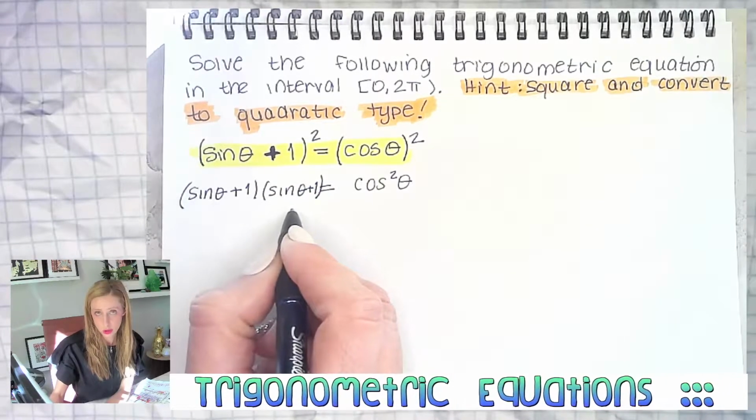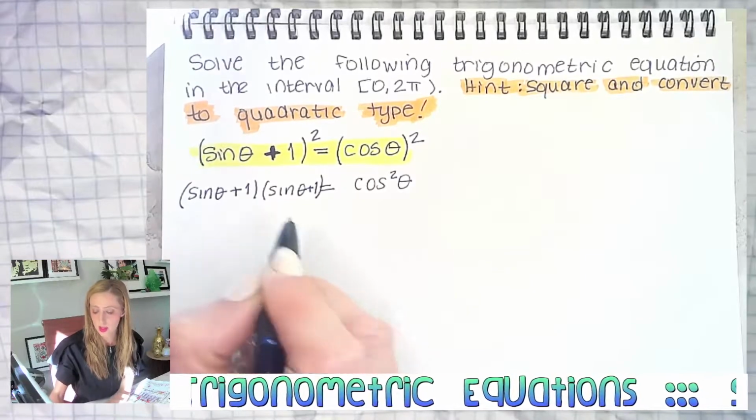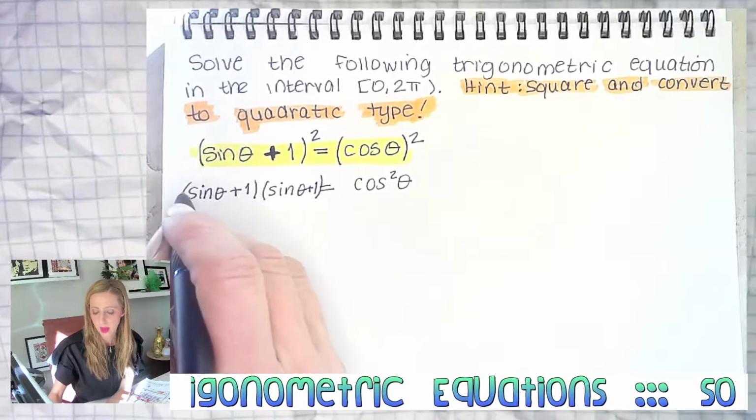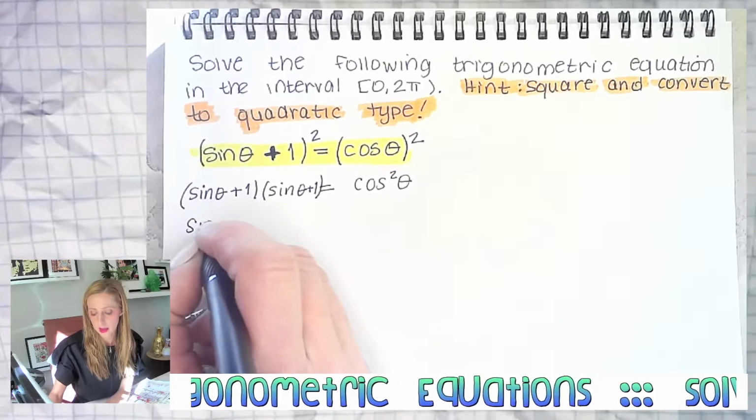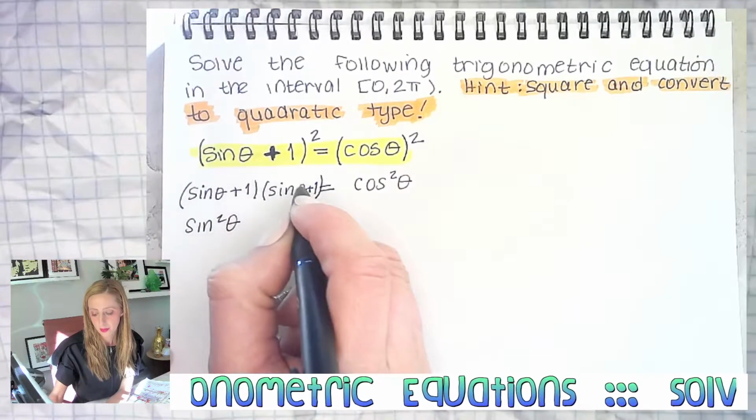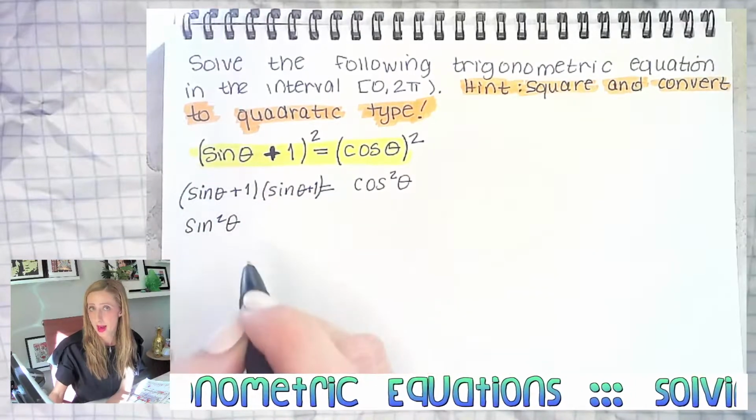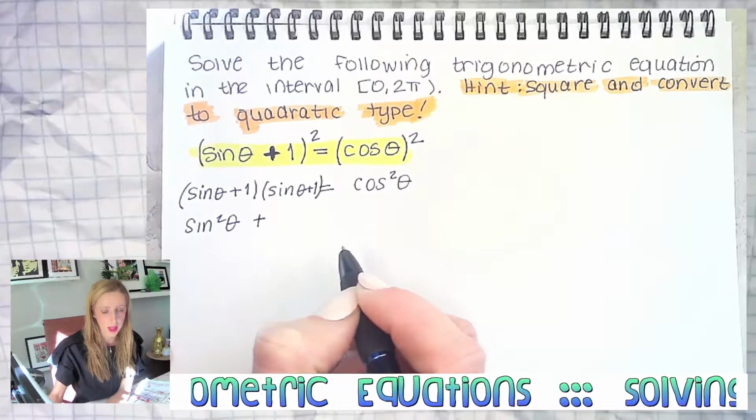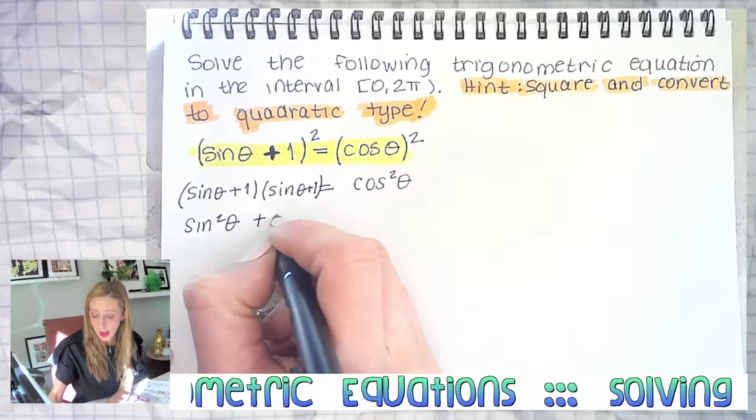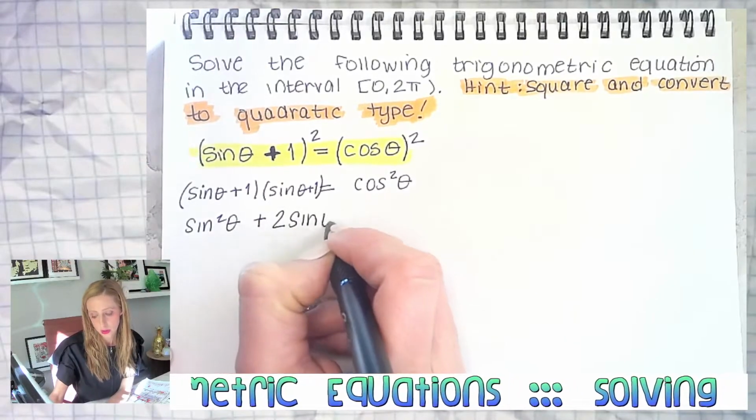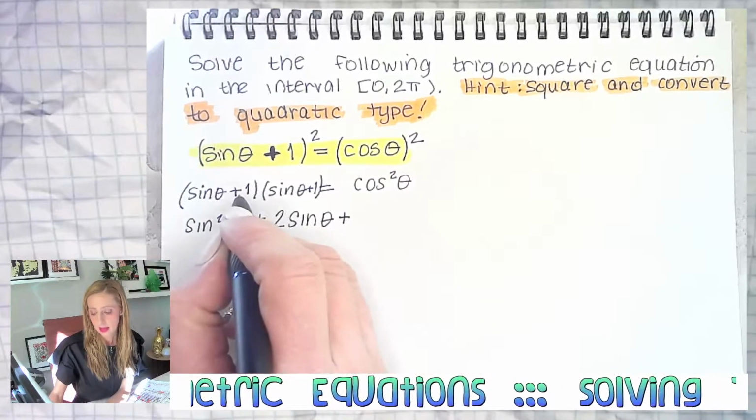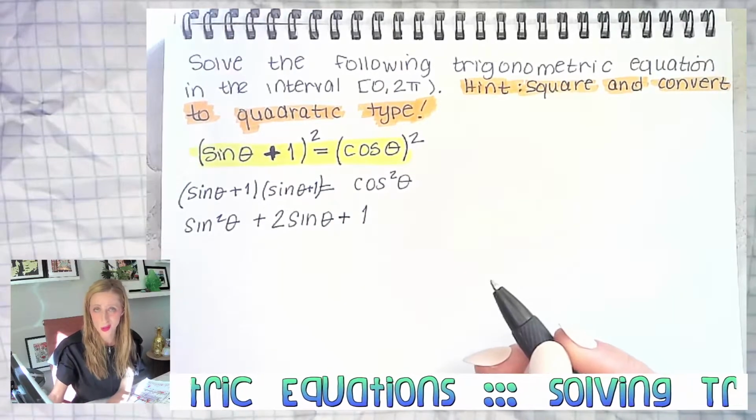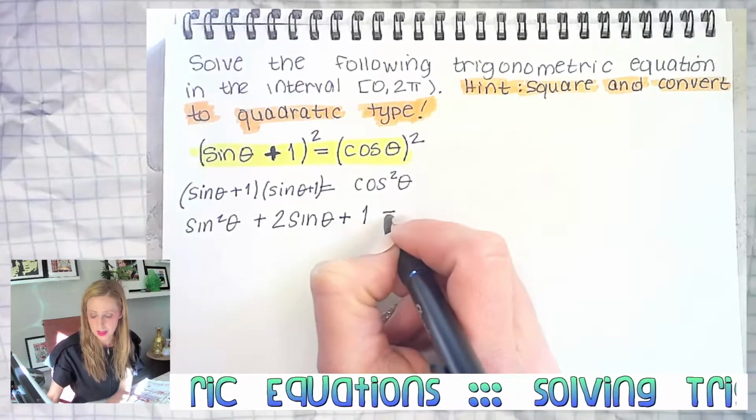Now we're going to distribute or use FOIL, the mnemonic device FOIL, to help us multiply and expand all of this. Sine times sine will give us sine squared theta. Outer and inner are both sine theta. Sine theta plus sine theta is not sine squared theta. That's from multiplication. When you add, we have plus 2 sine theta, and then last times last is 1. Be careful that you don't do 1 times 1 is 2, which is a common weird little mistake.